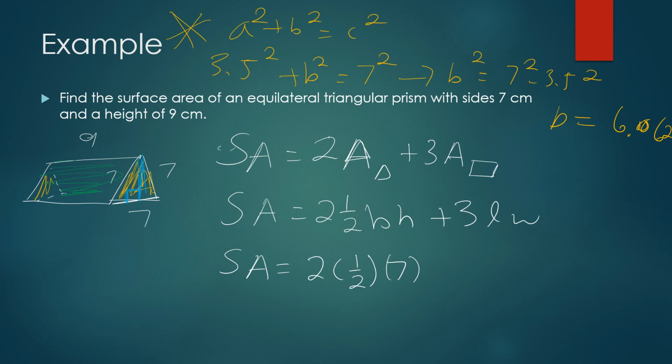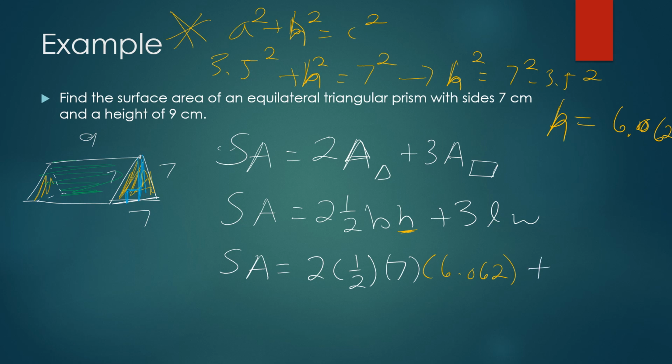Now, B is another way of saying our height. So maybe that's a little confusing, I do apologize. This is essentially our height in this case. Height, height, height. So what we're looking for was this right there. So now we know we have 6.062.